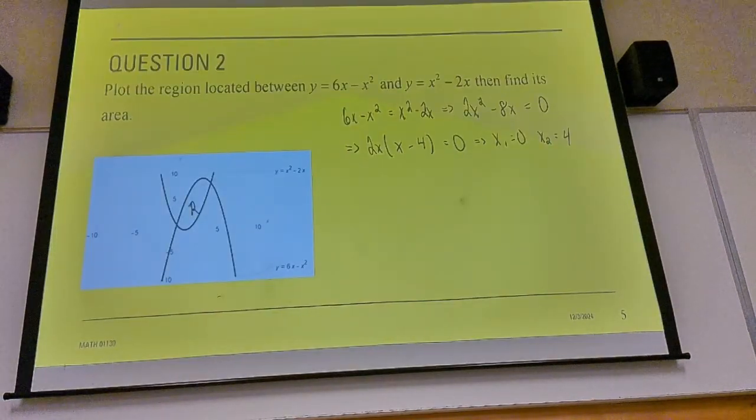Now we have our points of intersection. We can set up the area, integrating over 0 to 4. Which is our larger function over this interval? 6x minus x squared.